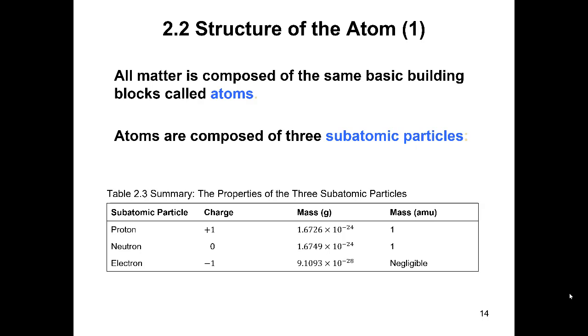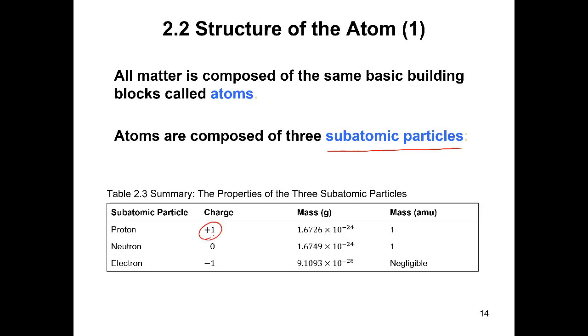All matter is composed of the basic building block called atoms, okay? And there are three things that are smaller than atoms that make those up. They're called subatomic particles because they're smaller than atoms. Okay, they're the proton, the neutron, and the electron.